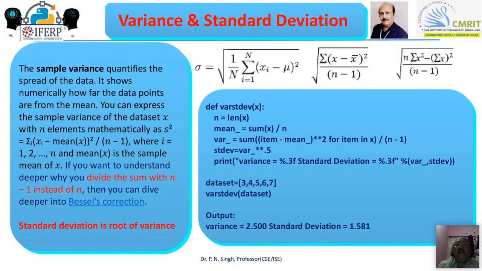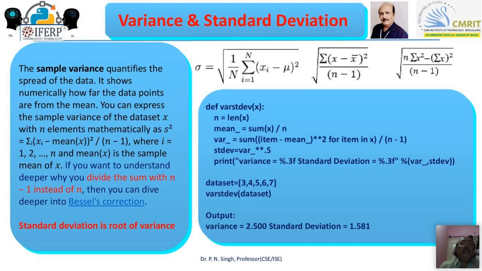Now we'll take a little more time for the variance and standard deviation. In a single sentence, how can I define variance? It is how far the data items are from the mean, that is, how far the individual data items are from the mean. And how do we define the standard deviation? It is the degree of variance of the data set.